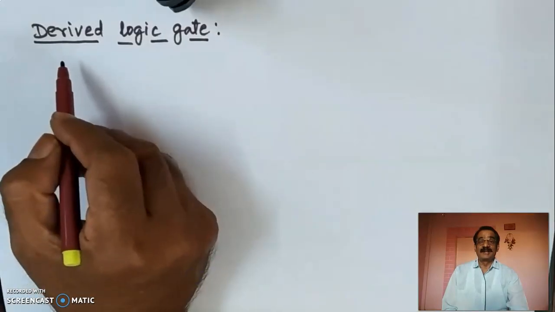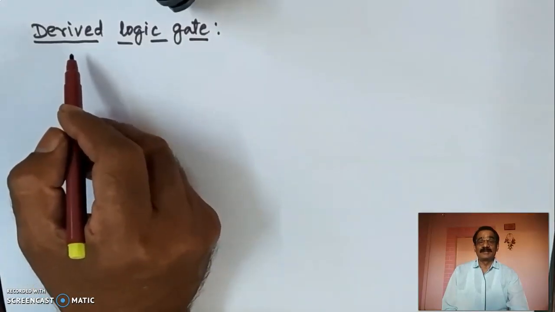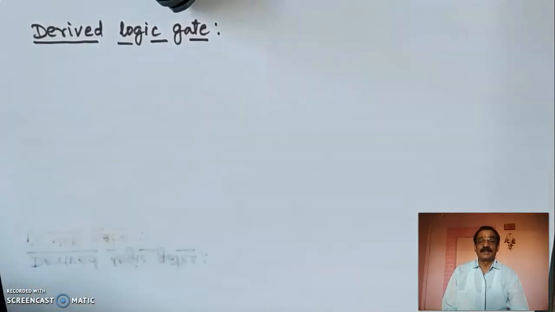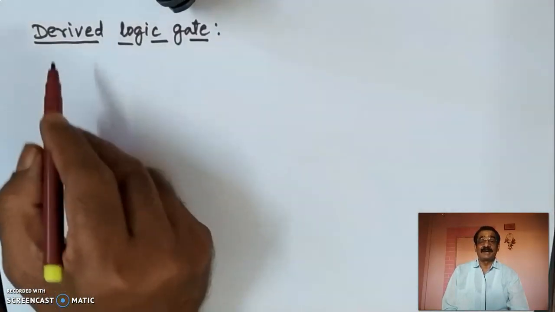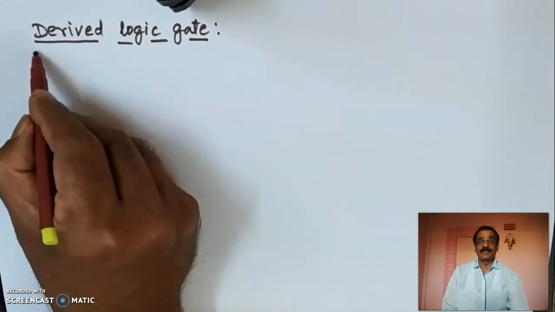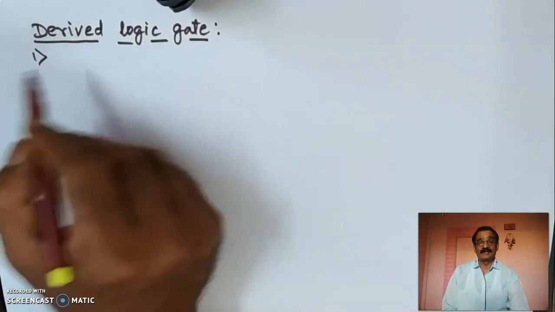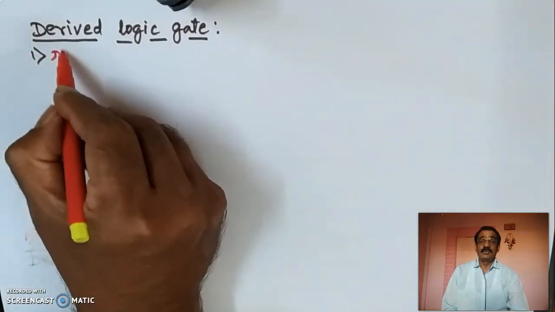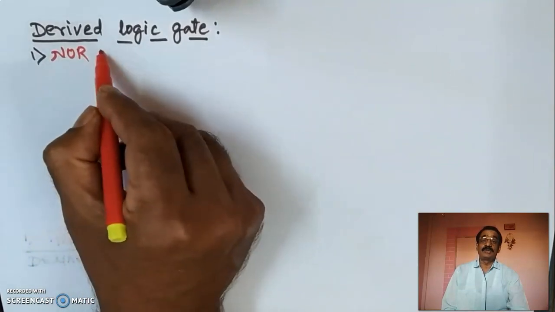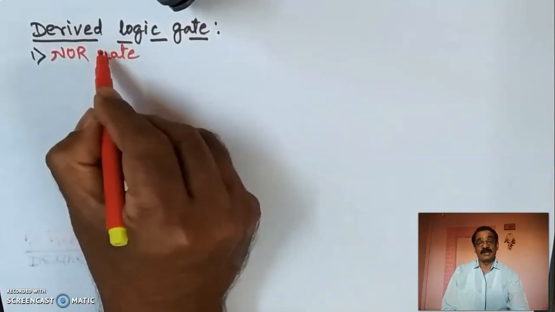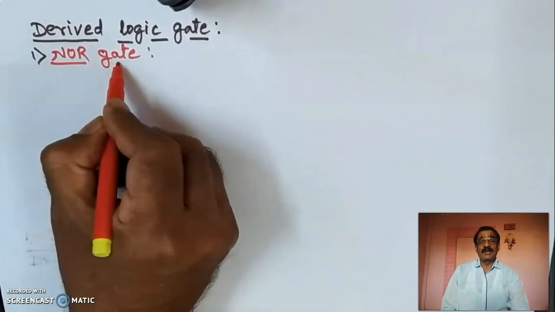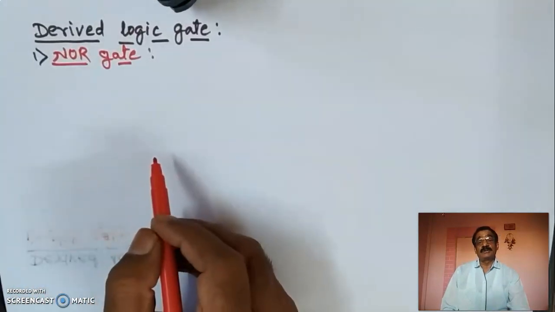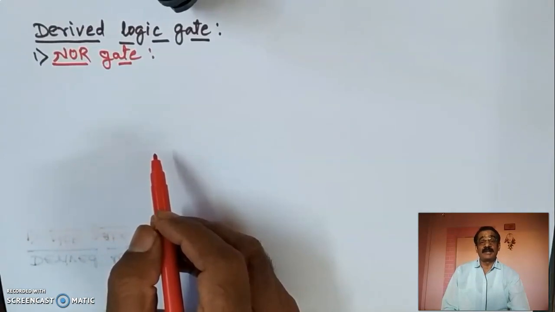Today, second lecture, we are going to discuss the derived logic gates. Friends, NOR gate and NAND gate are the two derived logic gates. First, we will see the NOR gate. What is a NOR gate? The logic gate whose output is high when both inputs are low is called a NOR gate. Actually, the NOR gate is exactly opposite to the OR gate. When an OR gate is followed by a NOT gate, we get the NOR gate.